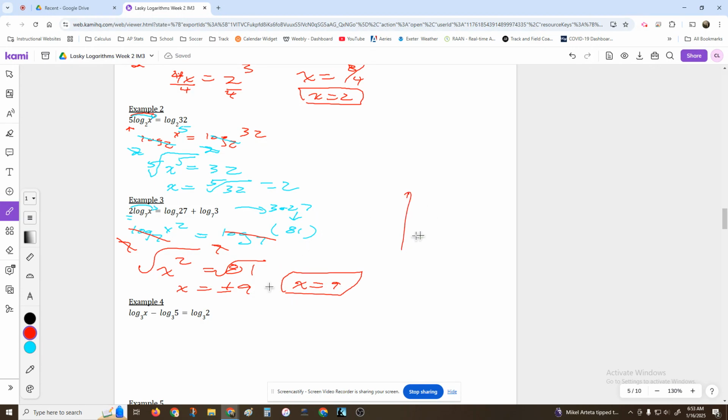Because remember, when we're dealing with logarithm graphs and we draw it, we don't want anything negative, unless it shifts sideways. No negatives.